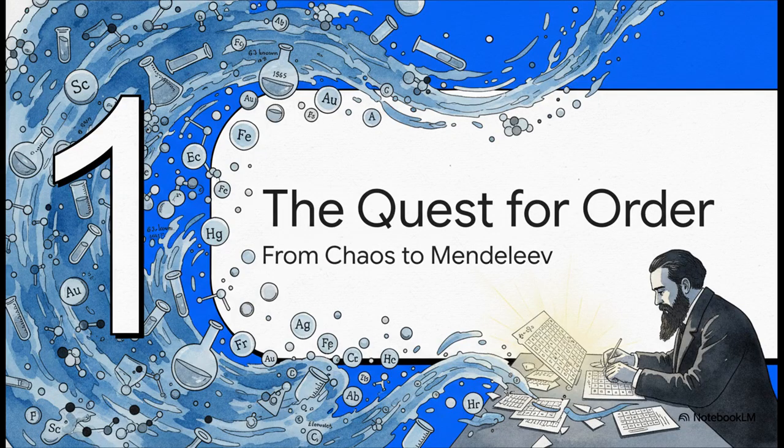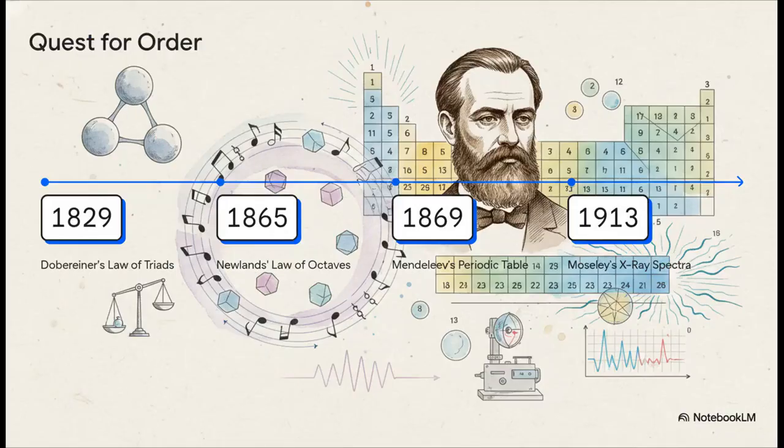From chemical chaos to Mendeleev's genius. Okay, we're starting our detective story in the 1800s. Imagine being a chemist back then. You're basically drowning in a sea of unorganized data. By 1865, they had 63 known elements, with no real system. Now, let's trace the timeline of the early pattern matchers who tried to fix this, paving the way for Mendeleev's massive breakthrough using atomic weights.